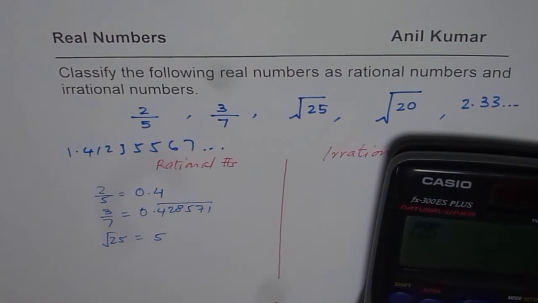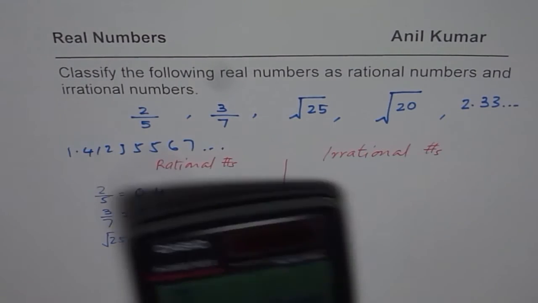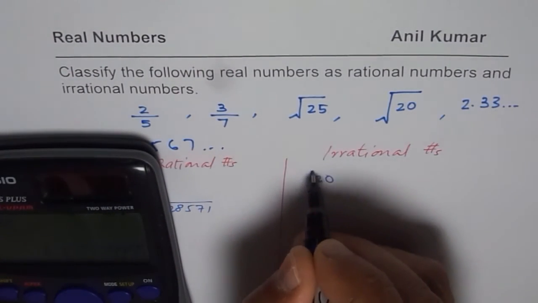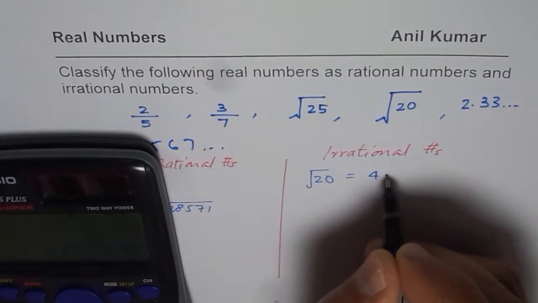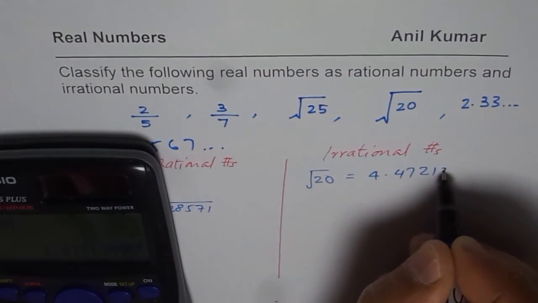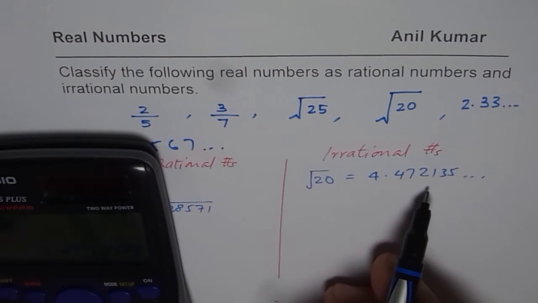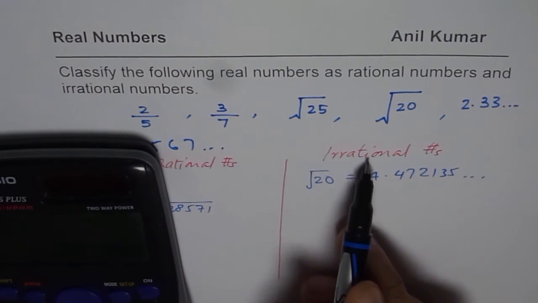How about square root of 20? So square root of 20 is equal to, in decimals, a non-repeating number. So that goes into this category of irrational numbers. So square root of 20 is equal to 4.472135 and something. Since there is no repeating pattern here, it is called an irrational number.